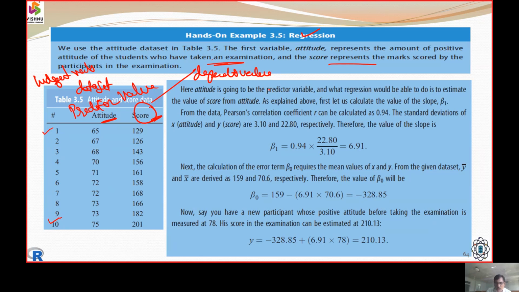Now what we need to find is, first, the slope, and second, the intercept. The intercept is nothing but the error term, represented with beta naught. The slope is represented with beta 1. First of all, we need to bring out the line. For that, we take the data and go with the Pearson coefficient, and then we get the rho value, that is R.